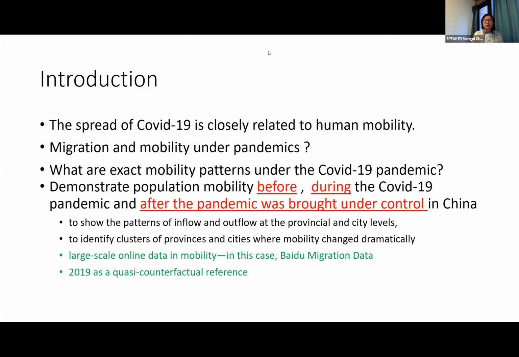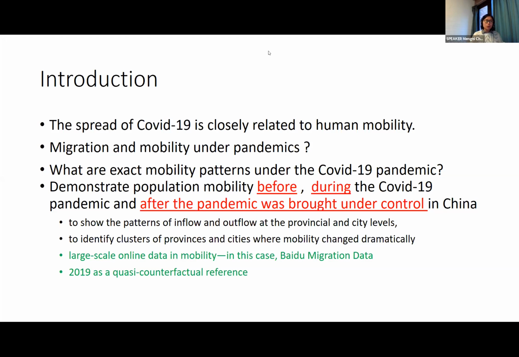As we all know, the spread of COVID-19 is very closely related to human mobility. Many studies have investigated migration and mobility under natural disasters, but very little research has documented migration and mobility under pandemics. Although there are some recent studies estimating the impact of mobility restriction on the spread of COVID-19 in China, very few studies have really been devoted to demonstrating the exact pattern of mobility under the COVID-19 pandemic in China.